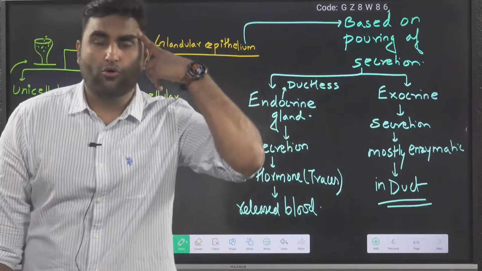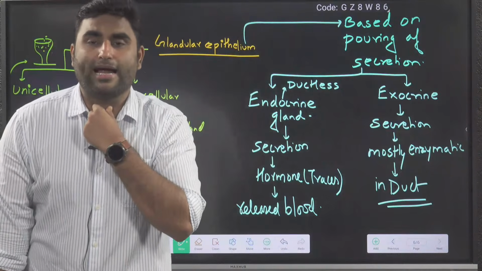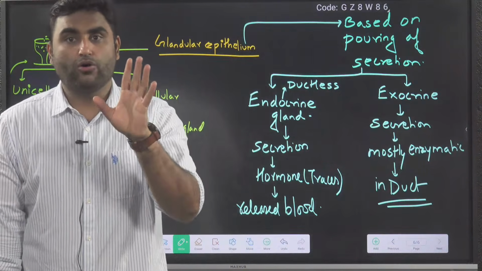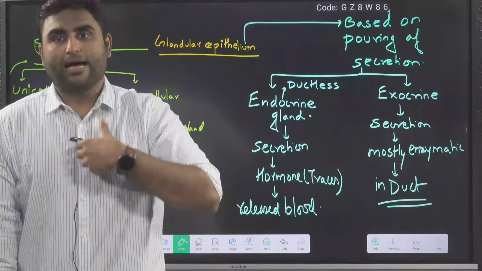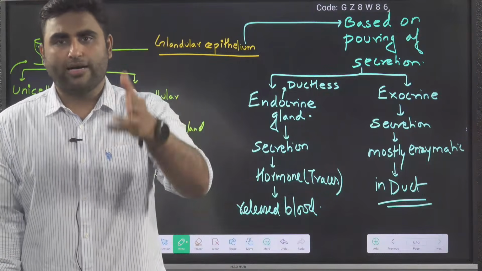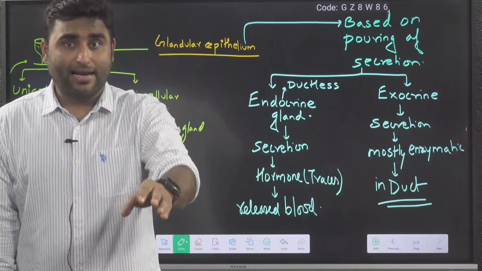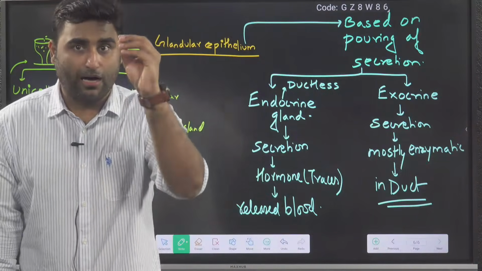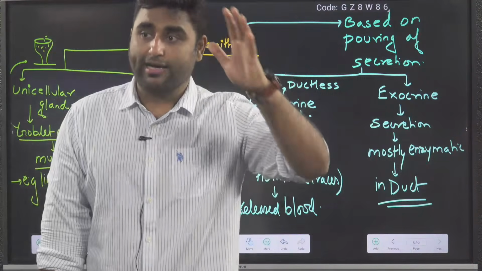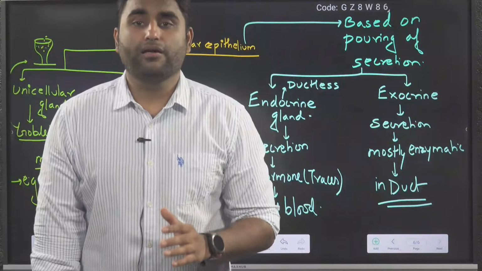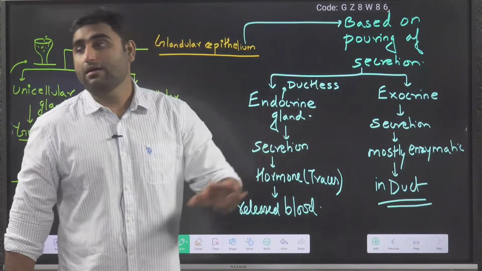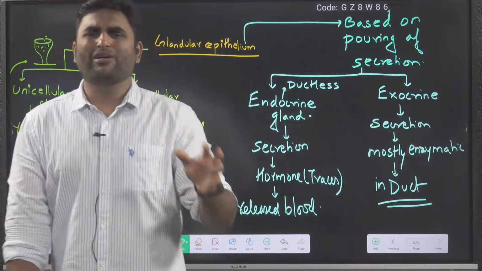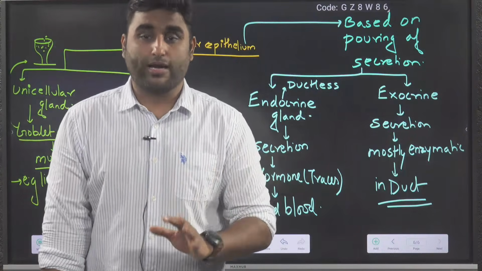Pituitary gland, hormone, endocrine. Thyroid gland, hormone, blood, endocrine. Parathyroid gland, hormone in the blood, endocrine. Thymosin hormone, endocrine in the blood. Adrenal gland, adrenal cortex, adrenal medulla, hormone going in the blood, endocrine gland. Are we clear with this? Understood the basic? If the concepts are clear, then you don't have to remember examples of exocrine and endocrine.